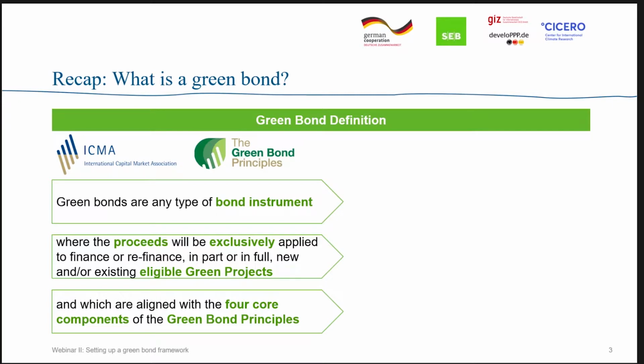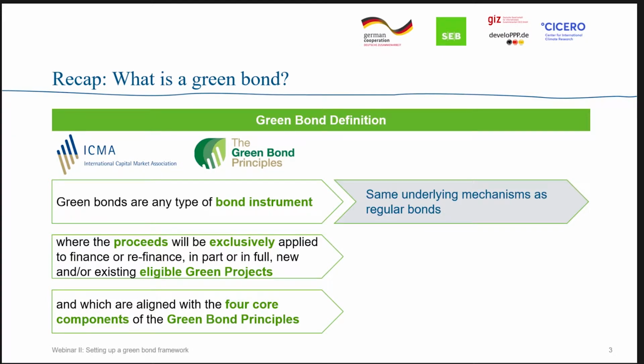This definition was agreed upon by a consortium of major banks organized by the International Capital Market Association, ICMA, and set the foundation for creating a set of voluntary guidelines named the Green Bond Principles, or GBP, in January 2014. These have been updated annually and continue to evolve. This is one of the most widely accepted definitions of a green bond in the market.